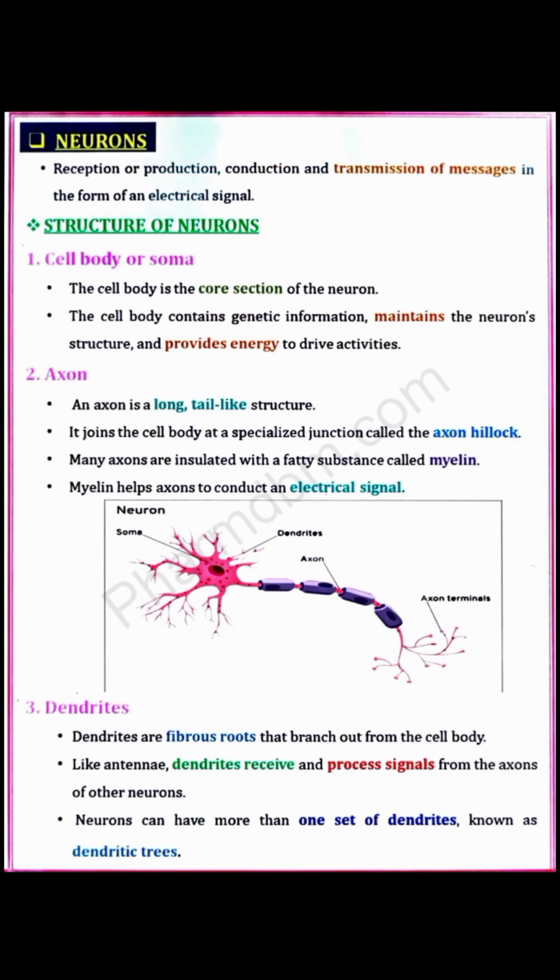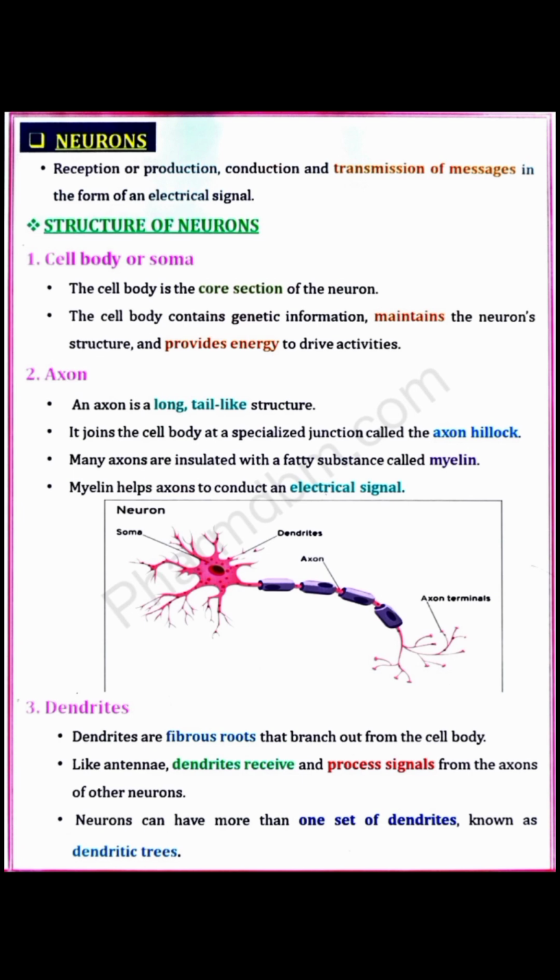The second one is axon. Axon is a long tail-like structure. It joins to the cell body at a specialized junction called the axon hillock. Many axons are insulated with a fatty substance called myelin. Myelin helps axons to conduct an electrical signal. Next part is dendrites. Dendrites are fibrous roots that branch out from the cell body. Like antennas, dendrites receive and process the signals from axons. The neurons have one or more sets of dendrites known as dendritic trees.